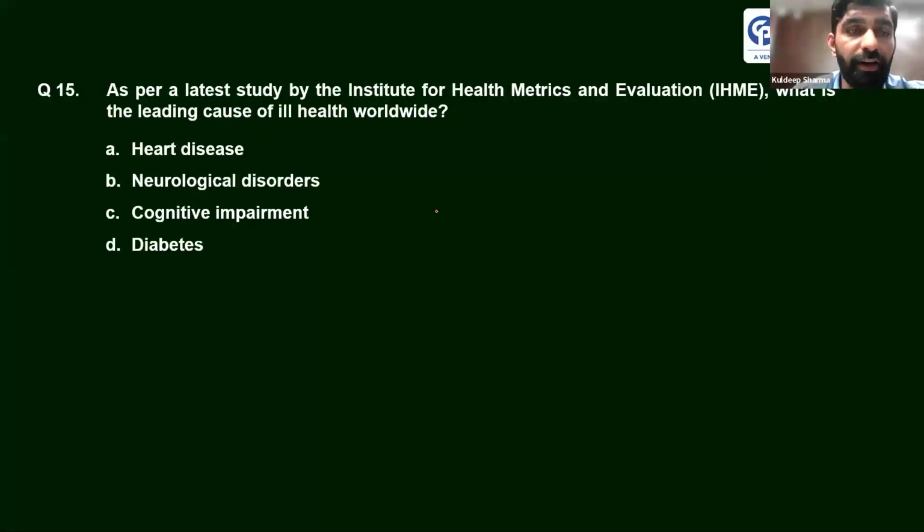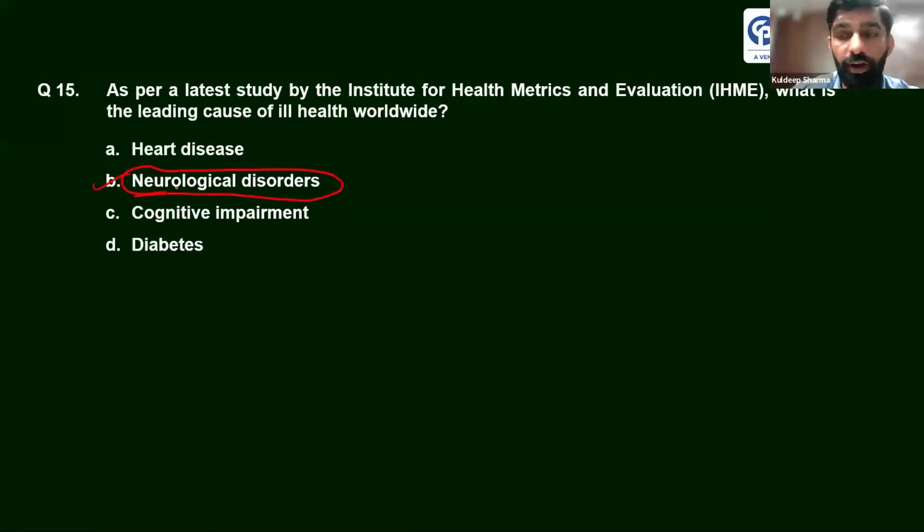Next question. So, as per the latest study by the Institute for Health Metrics and Evaluation, what is the leading cause of ill health worldwide? So, an important change has been made. So, earlier, some other disease was at the top when it comes to number of cases with regard to a particular illness. But now, this new illness has become the leading cause of ill health worldwide. Four options: heart disease or cardiovascular disease, neurological disorder, cognitive impairment, or diabetes. So answer here is B, neurological disorder.